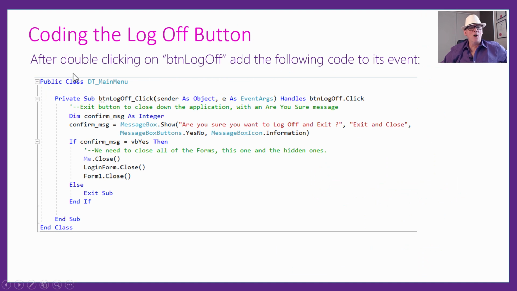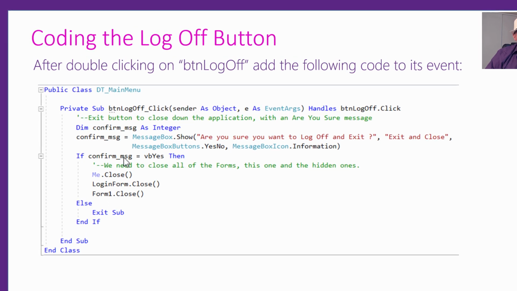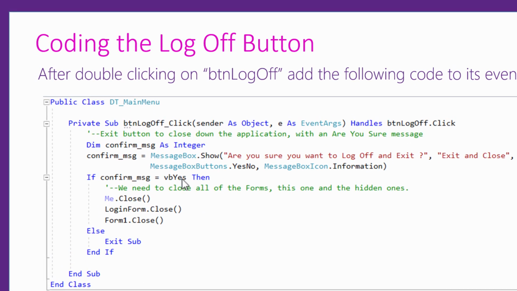And we're just going to have on that code an "Are you sure?" message type yes, no pop-up text box. So this is the way you code that. And if they say yes, because there'll be 2 options on that pop-up screen, yes or no, we need to close this current main menu form and then close the login form and close form 1, and that shuts down the whole application.